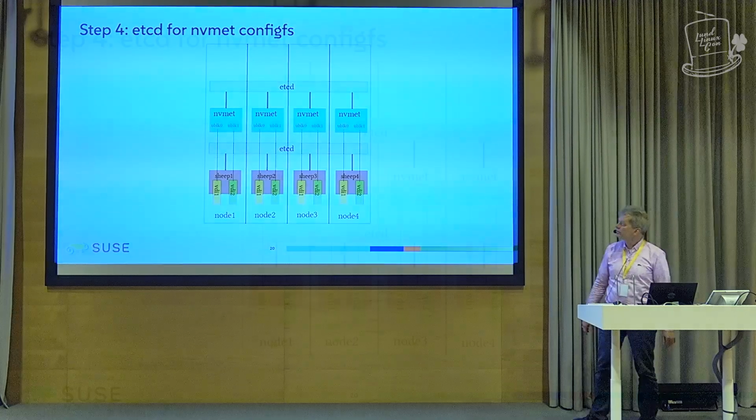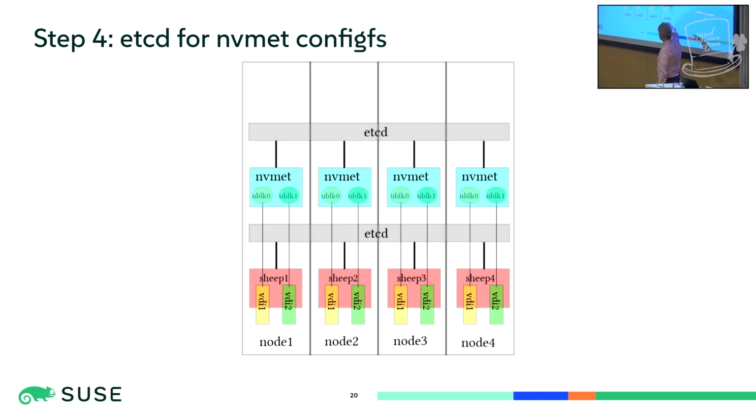So now we have a cluster with an etcd and an NVMe target on top, which also talks to etcd, which actually is the same etcd, but I just put it like this to have a nicer picture. Otherwise, the arrows would be going all over the place. That looks nicer, even though it's not correct.